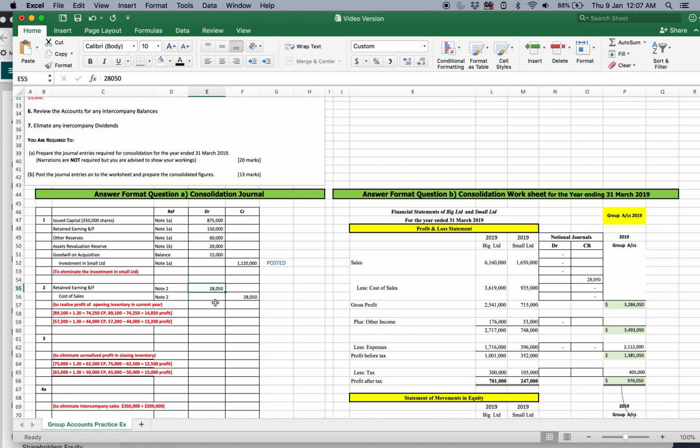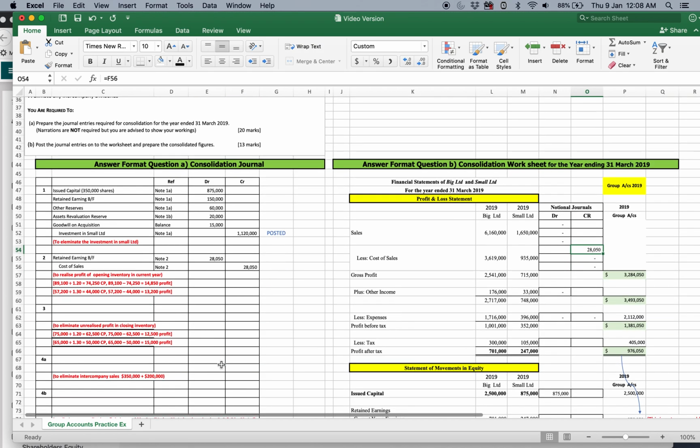Okay, so in the separate accounts, it would be showing as retained earnings from the previous year. Now that we're consolidating the accounts, we've got to acknowledge that that shouldn't be there for last year, and here it is. That'll improve profit for the group set of accounts this year. Okay, and there you can see that it's posted over there.